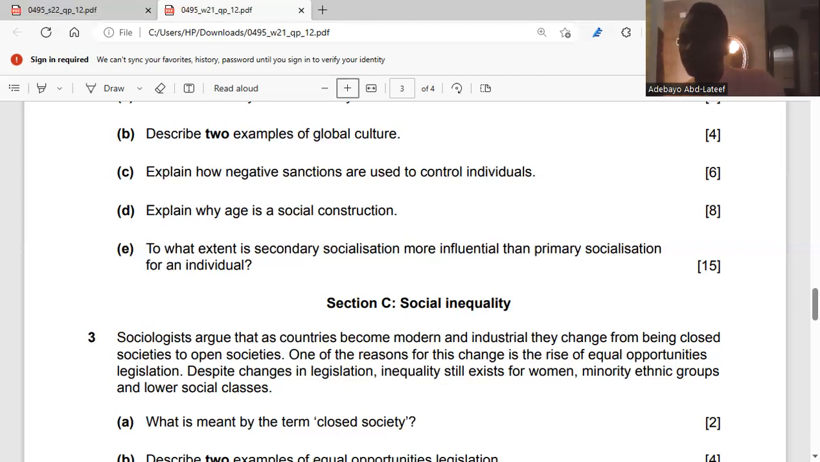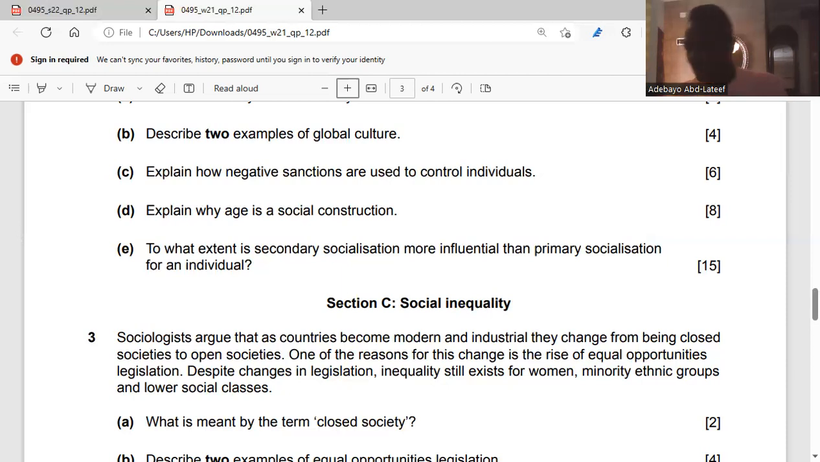To what extent is secondary socialization more influential than primary socialization? We're talking about secondary socialization: the school, the workplace, the peer group. So how are these more influential than primary socialization? I'm supporting secondary socialization being more influential. Let's talk about the workplace. The workplace has its norms and values. For you to continue to be part of the setting, you have to conform with the norms and values. That puts you in shape to be a better person. If not, you lose your job.